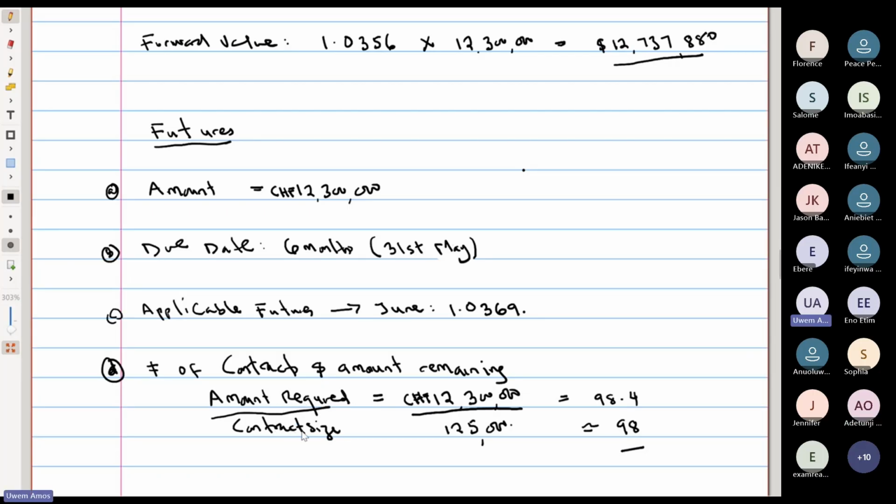Amount required divided by contract size. So it's as easy as that. If I tell you that I am selling something in blocks of 50 and you have 100 naira, how many are you buying? It's just 100 divided by 50, which is 2. It's as simple as that.